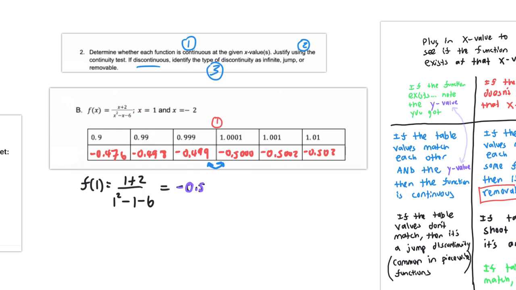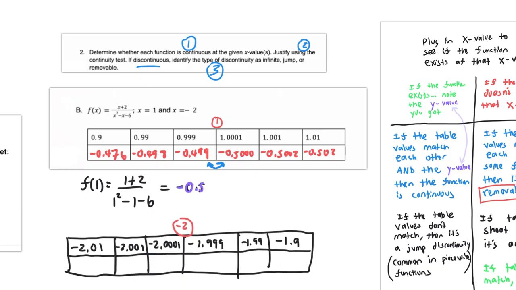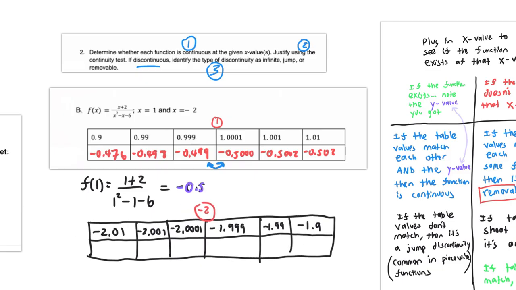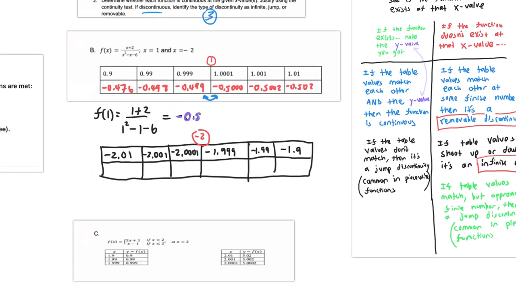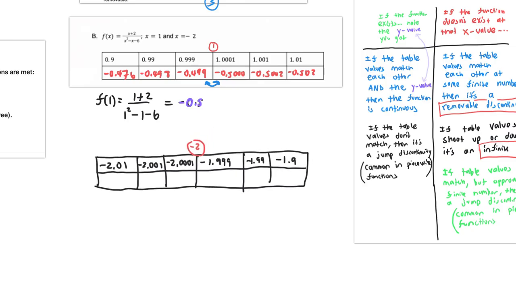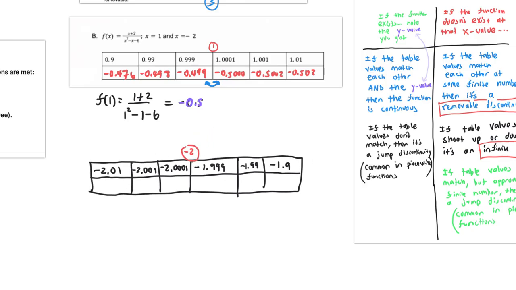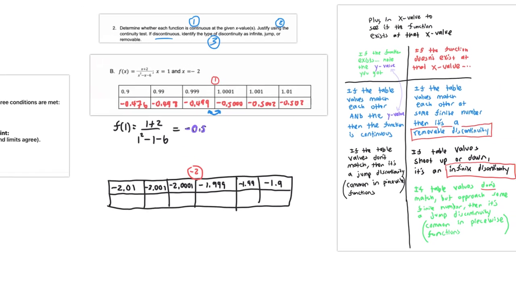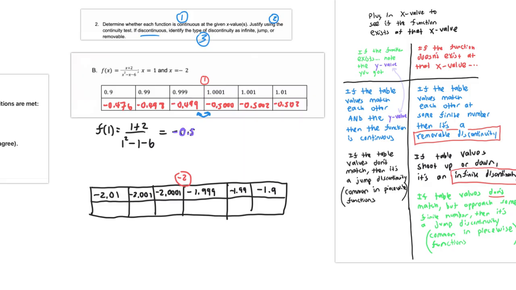Now, of course, we have to investigate: are we continuous at x equals -2? Let's take a look at that. The first thing we should do, as we said before, is plug in the x value to see if the function exists at that x value. So we're going to plug in -2. Let's find out what f of -2 is.